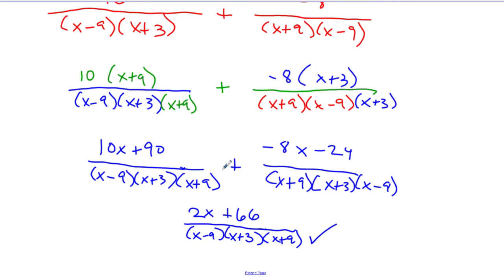So this one definitely required a lot more work. We had to factor, okay? We had to find out what was missing in each of the denominators and make sure that we completed the common denominator. And then once we have the common denominator, you can add or subtract as you normally would.